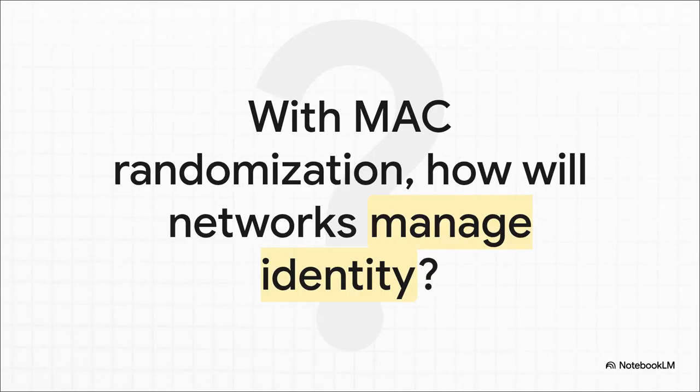But all this brings us to a really interesting modern-day question. This whole system we've described is built on the idea of a permanent physical MAC address. But now, to protect our privacy from being tracked, our smartphones and laptops are starting to use randomized MAC addresses that actually change over time. So, if the very foundation of network identity is shifting from permanent to temporary, how are the networks of the future going to adapt to maintain that critical sense of order? It's a fascinating new problem for the next generation of engineers to solve.